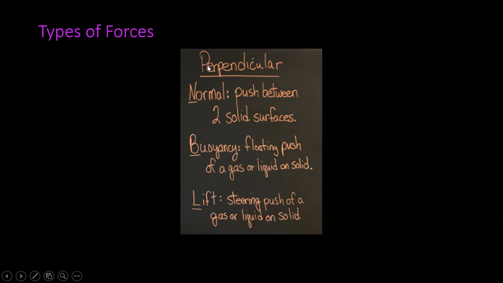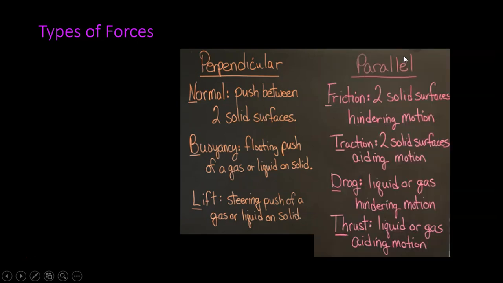And these fall under the perpendicular column because these forces can only act perpendicular to the two surfaces. Next, we have parallel forces, and we have friction. This is the force between two solid surfaces that hinders motion. Similarly, we have traction. These are two solid surfaces that aid in motion. So these two are very similar.